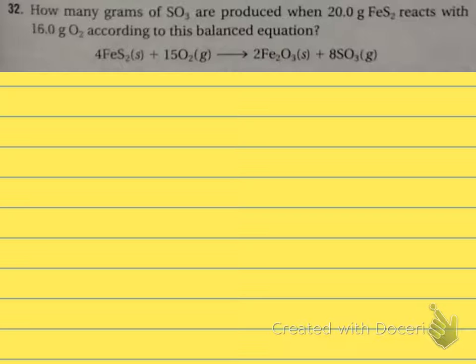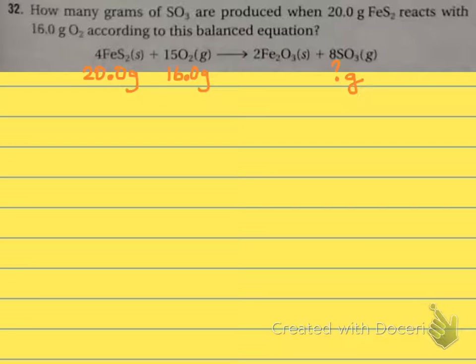Number 32. How many grams of sulfur trioxide are produced when 20 grams of iron 2 sulfide reacts with 16 grams of oxygen according to this balanced equation? So how many grams of SO3 are produced when 20 grams of iron 2 sulfide reacts with 16 grams of oxygen according to this balanced equation?